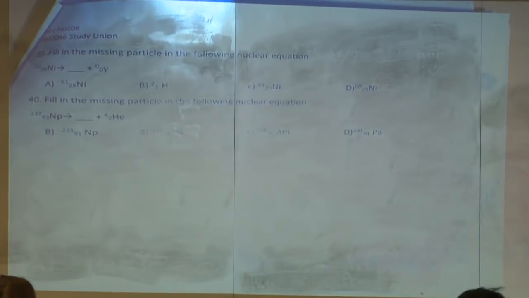Now for 39, we're going to fill in the missing particle for this nuclear equation. So for this one, all you need to know is what a gamma decay is. A gamma decay doesn't affect the mass of it at all. It's a less energized state. So that means this compound is exactly the same and just less energized now. So it should be A.